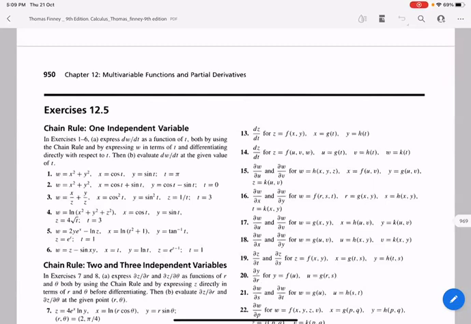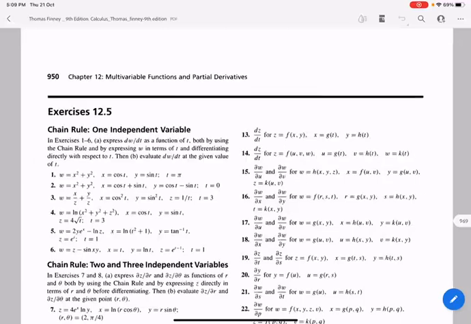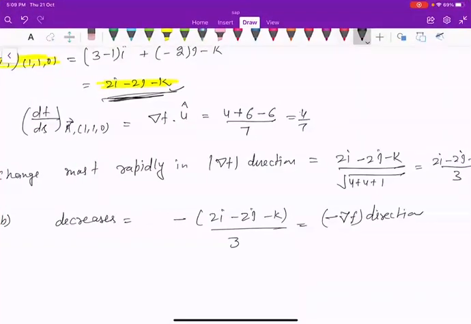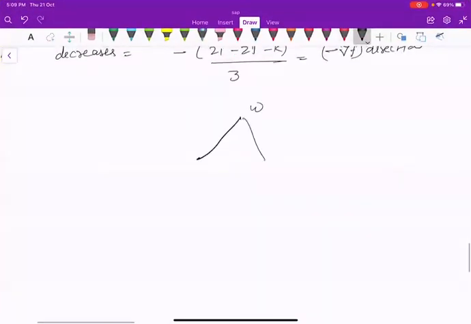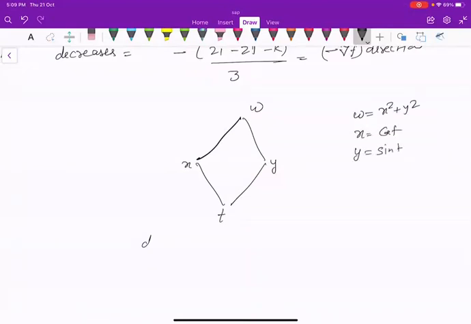12.5. This w is a function of x and y, and x, y are functions of t. And w is a function of x comma y, and x and y are functions of t. So w is given as x square plus y square, and x is cos t, y is sin t. Then t equal to 5. So you have to compute dw by dt.